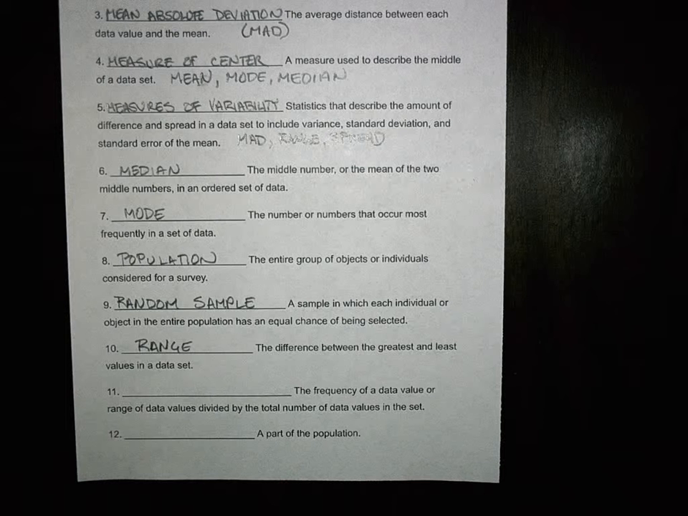The difference between the greatest and least values in a data set is called the range.